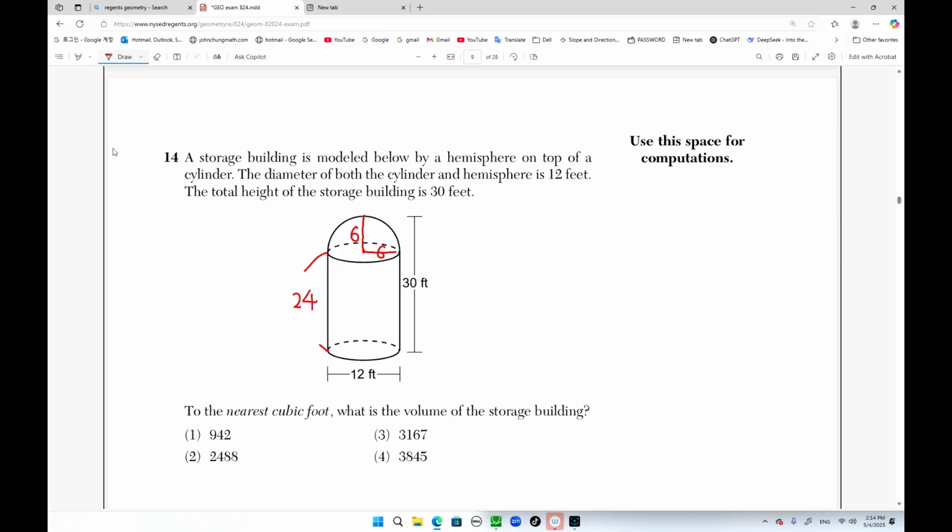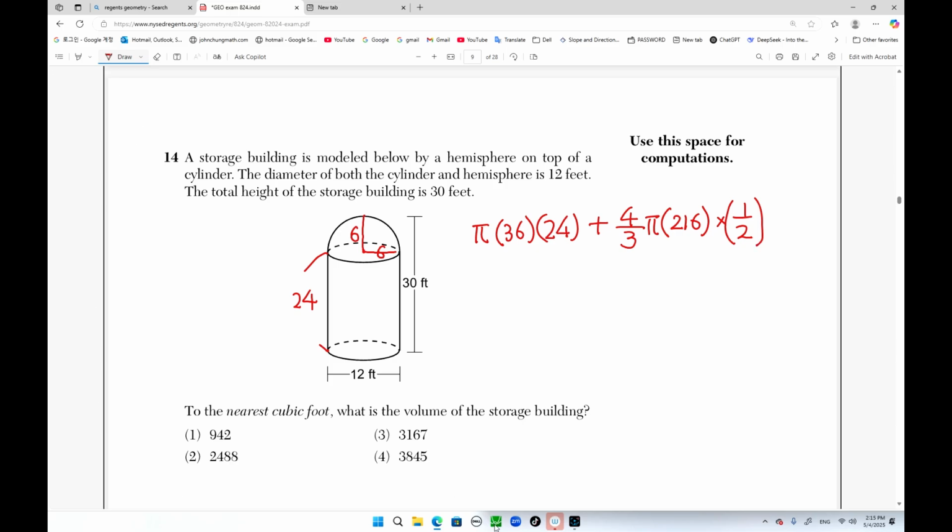So the volume of a cylinder is what? Pi r squared. Pi times r squared is 36, and times 24, the height, right? Okay, that's the volume of the cylinder. And what is the volume of the hemisphere? 4/3 pi r cubed, right? 6 cubed is 216. But this is a half. That is the total volume, okay?